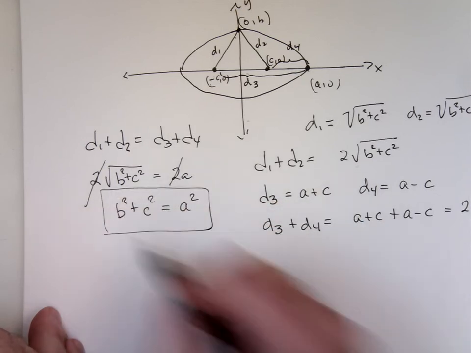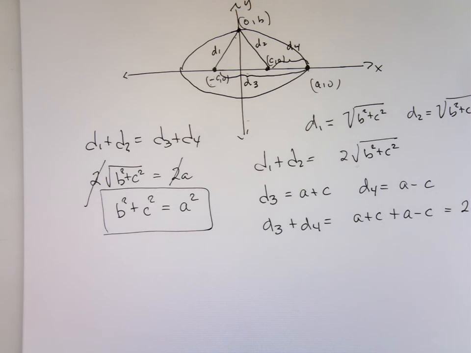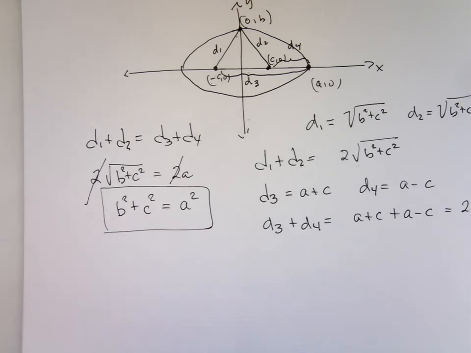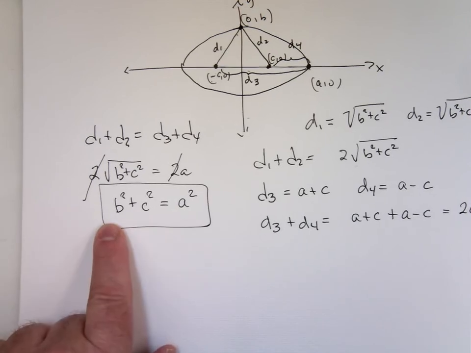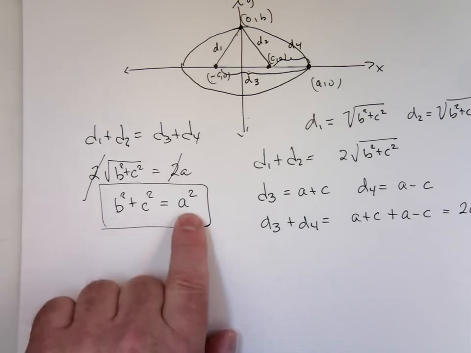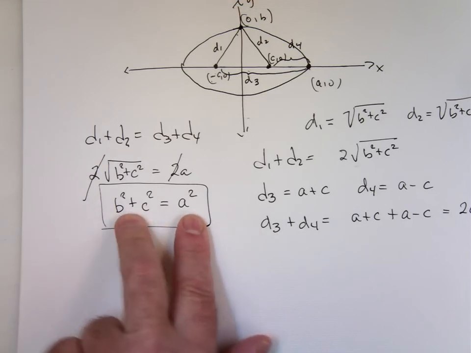That's the relationship that we need to determine C. You're going to be given A and B, or at least be able to derive A and B from the equation of the ellipse. And once you know A and B, you use it to find C. And please note, A has to be greater than or equal to B. What happens if A equals B? What happens to C in that case?